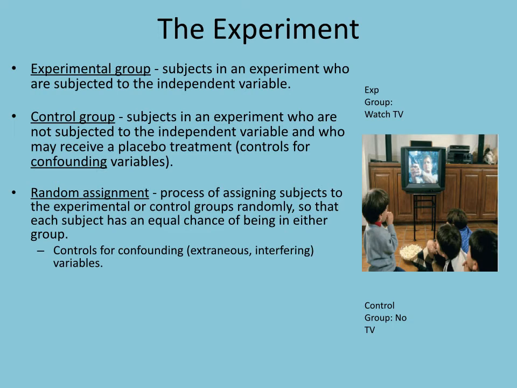It's assigning subjects to an experimental or control group randomly, so you're trying to eliminate as much bias as possible. You don't want to put all the smart kids in the control group and all the less capable kids in the experimental group. You want it to be as fair as possible.